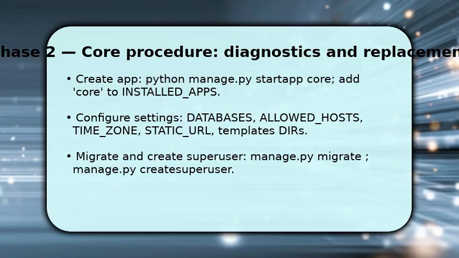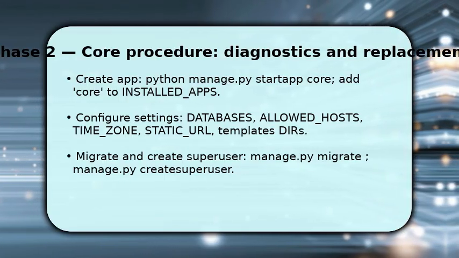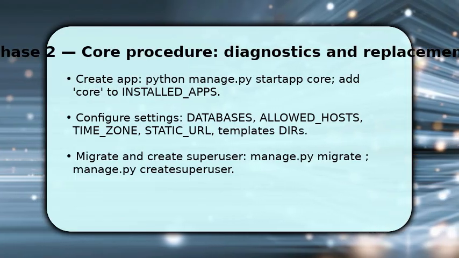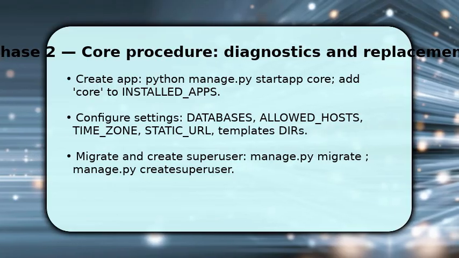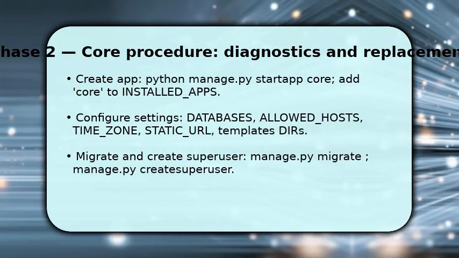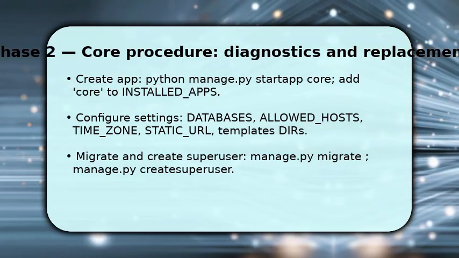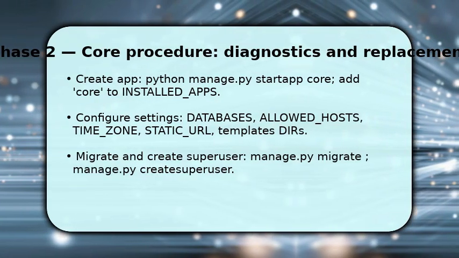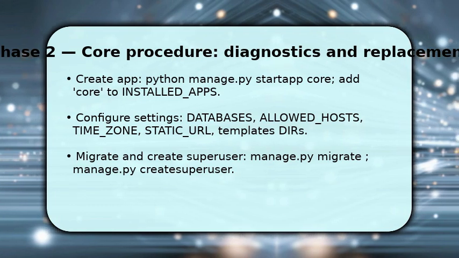Once registered, configure settings, set databases for SQLite or Postgres, define allowed hosts, and point static URL and template directories so assets resolve. Run manage.py migrate to apply built-in migrations, then create a superuser so you can log into the admin. Throughout, use clear, consistent names to avoid import and routing confusion.